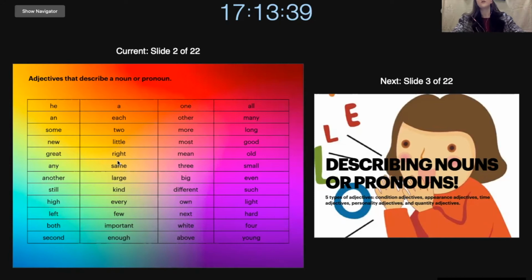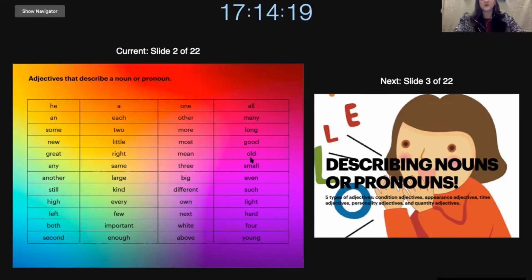Then we have right. So right can refer to left and right, which one is your right hand side, or it can mean the correct way of doing something. Mean can be the meaning of something, or it can be stop being mean to me. I don't like you anymore. So mean can refer to a way of being or presenting yourself, or it can be referred to some more information about a word or a situation or a discussion.